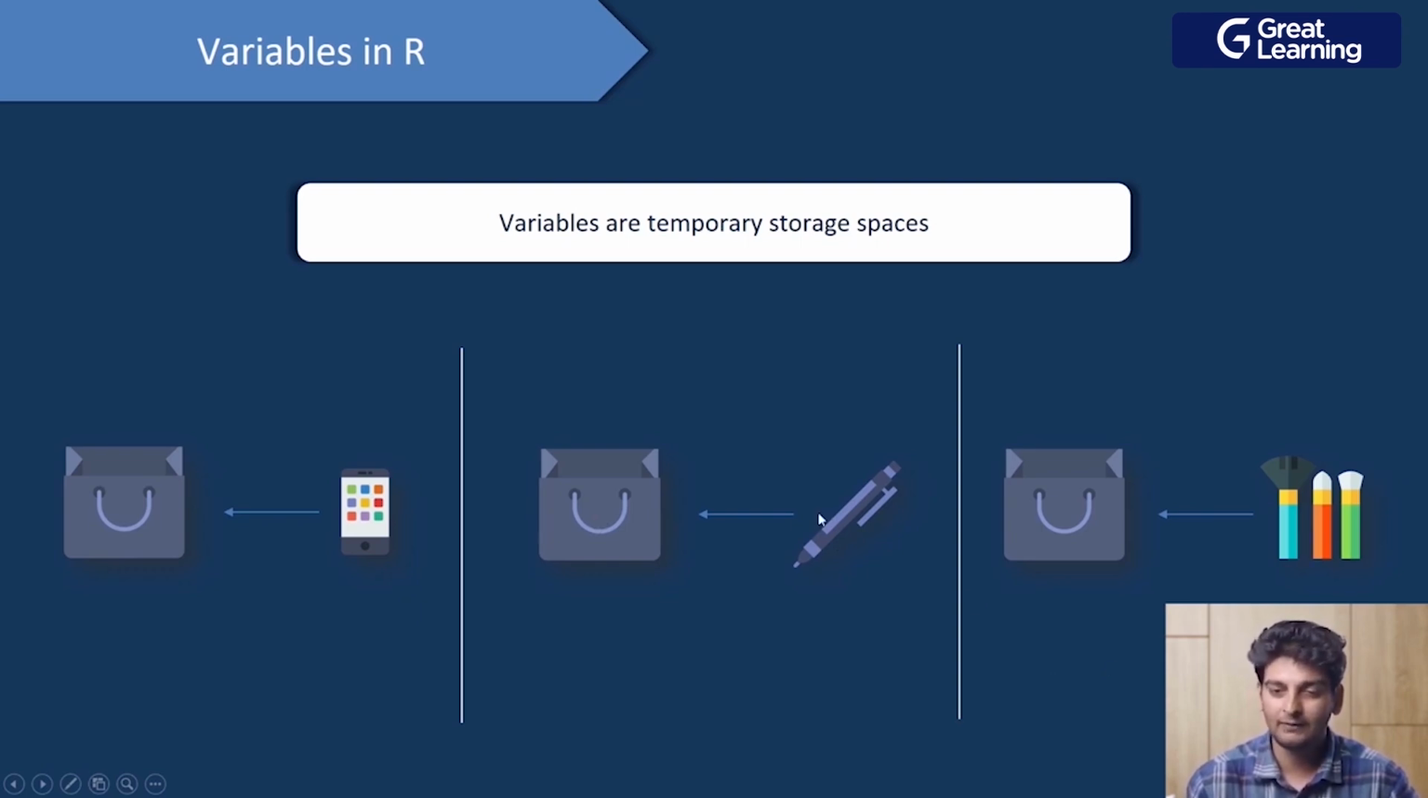So again, you take out this pen from the shopping bag and then you place this makeup kit inside the shopping bag. So over here, this shopping bag is basically acting as a variable. So first it stores a mobile phone, and then it stores a pen, and then it stores a makeup kit. So this is exactly what a variable is. It stores temporary values inside it.